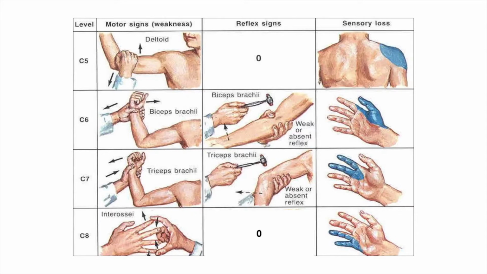In the upper extremity, radiculopathy of the C5 nerve root causes weakness of the deltoid and sensory loss over the deltoid. Radiculopathy of the C6 nerve root causes weakness of the biceps, decreased reflexes in the biceps, and sensory loss in the thumb. Radiculopathy in the C7 nerve root produces a weak triceps, reduced triceps reflex, and sensory loss in the middle finger. When C8 is affected, there's weakness in digit abduction and adduction, and loss of sensation in the little finger.